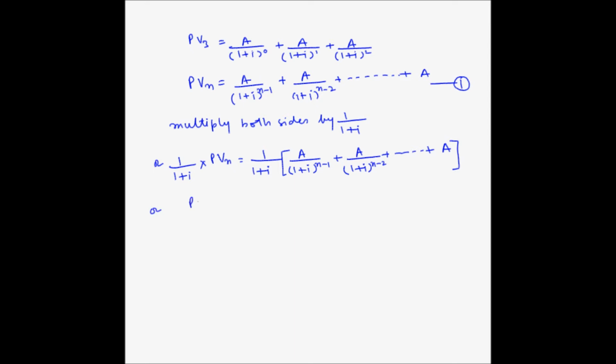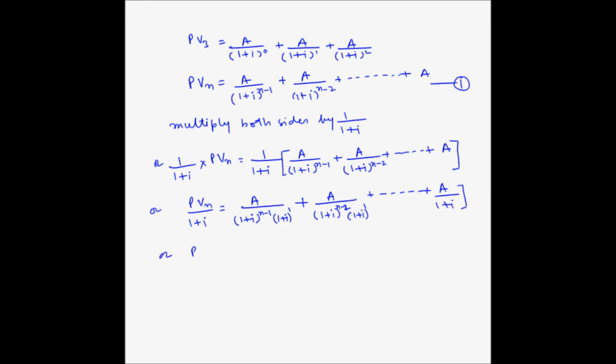So PVn divided by 1 plus i is equal to, now let's open the bracket. The first term will become A divided by 1 plus i to the power n minus 1 into 1 plus i. Now let's consider this as to the power 1, it is the same. So 1 plus i to the power 1, plus, now we'll multiply this with the second term: A divided by 1 plus i to the power n minus 2 into 1 plus i to the power 1, and the last will become A divided by 1 plus i.